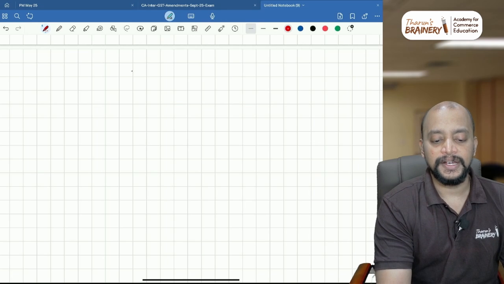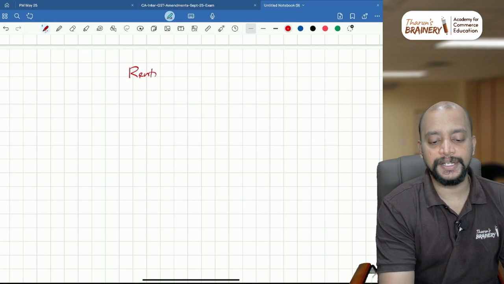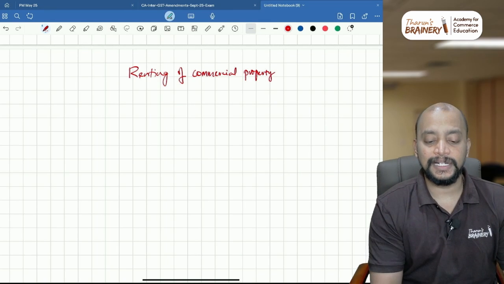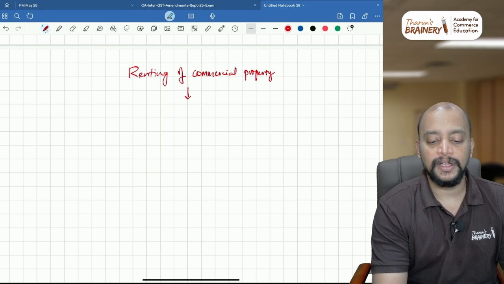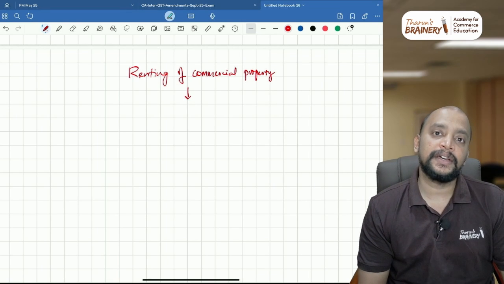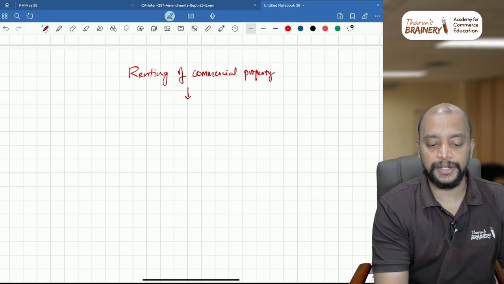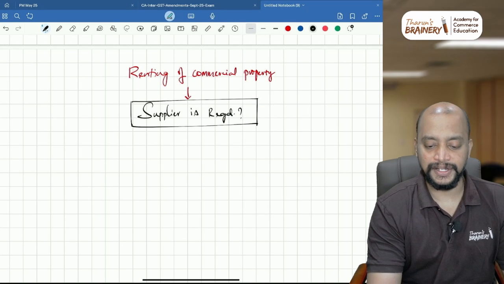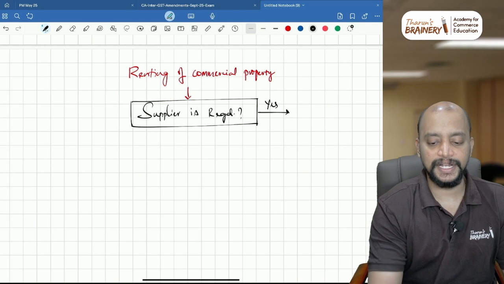Okay. So is it renting of commercial property? After that, for renting of commercial property, we need to check the supplier. Is the supplier registered or unregistered? We need to check. If the supplier is registered, yes, supplier is registered.